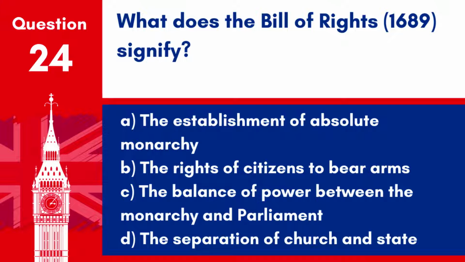Question 24. What does the Bill of Rights 1689 signify? A. The establishment of absolute monarchy. B. The rights of citizens to bear arms. C. The balance of power between the monarchy and Parliament. D. The separation of church and state.